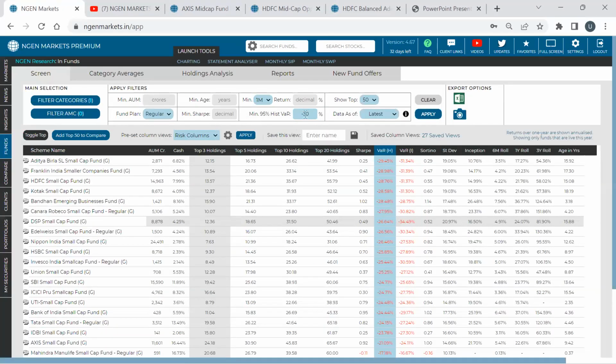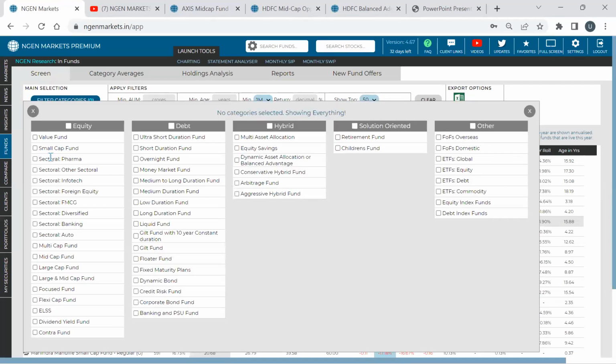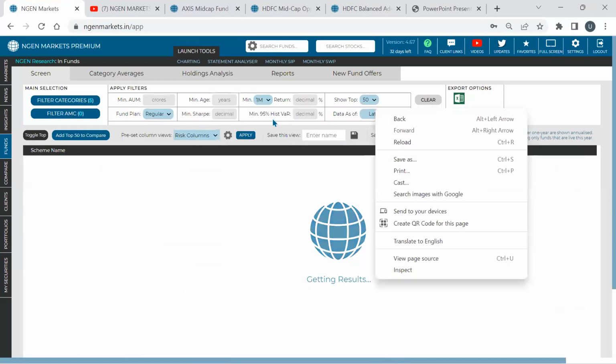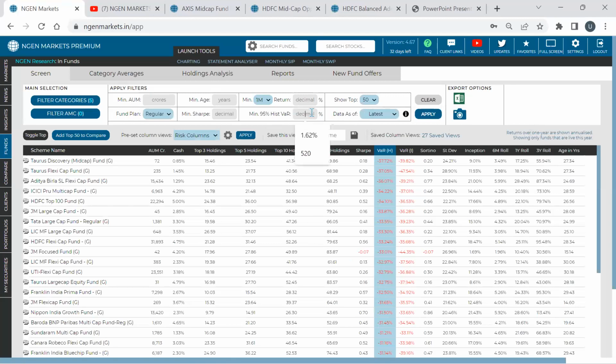As we have talked about value at risk, I'm just going to talk about value at risk itself. Let's say you're screening mutual funds in only four or five categories. Let's say we are considering multi-cap, mid-cap, large cap, flexi-cap and focused. I would like to filter these categories on the basis of value at risk itself. So what I can do is choose, let's say, negative 27.